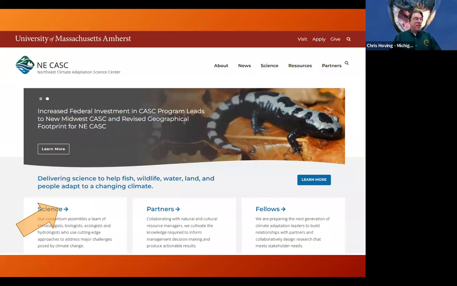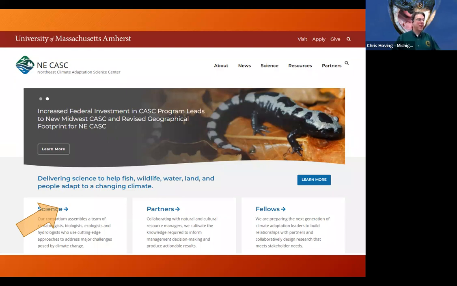Another place to go is the USGS Climate Adaptation Science Centers. This is a plug for the work that Marta and Olivia do. I'm showing you the website for the Northeast Climate Adaptation Science Center, but each of the Climate Adaptation Science Centers will have a similar website, and somewhere within that website, they'll list the different research projects that they work on.